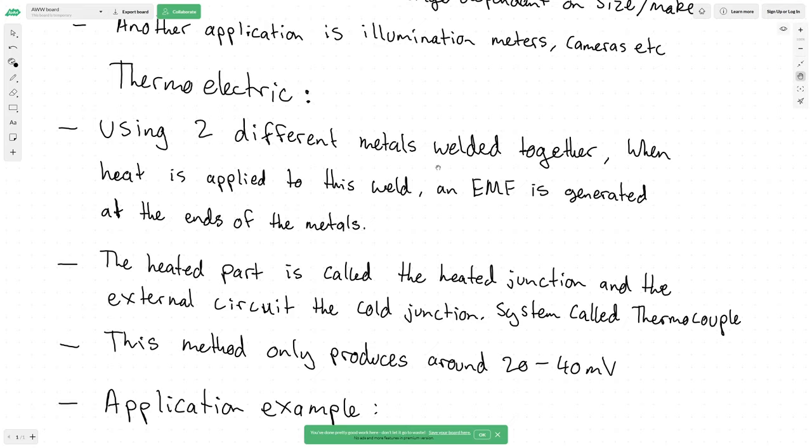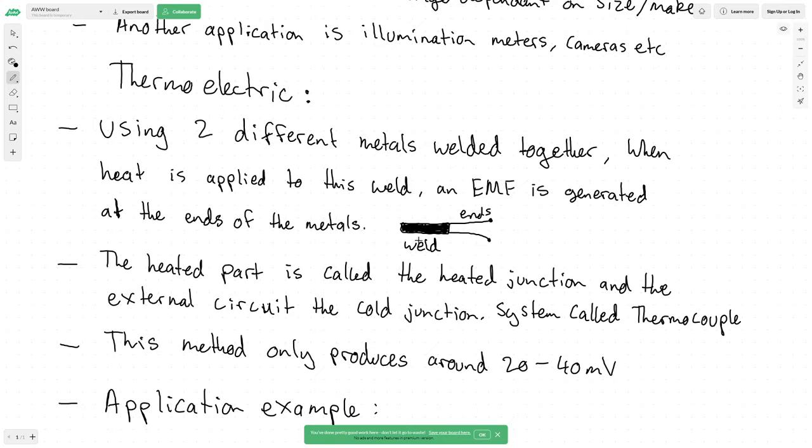Okay, so when we have two different metals that are welded together, heat is applied to this welded area, and EMF is generated at the ends of the metal. So say you've got two pieces, I'll quickly draw this again. I'm just going to do this very vaguely. This little box, I'm just going to scribble it in. That's the weld. It's got two different types of metals. And I'll just say ends. I know that's a very terrible illustration. I'm hoping you guys get the point.